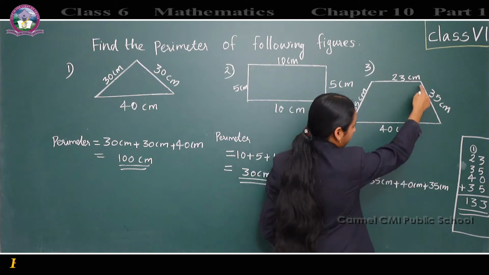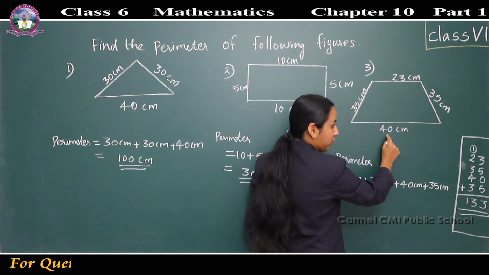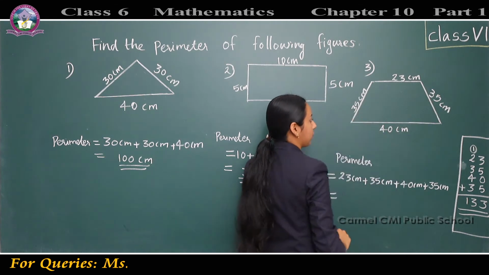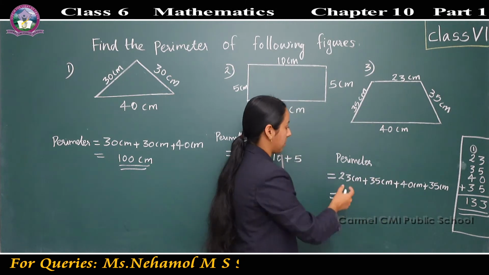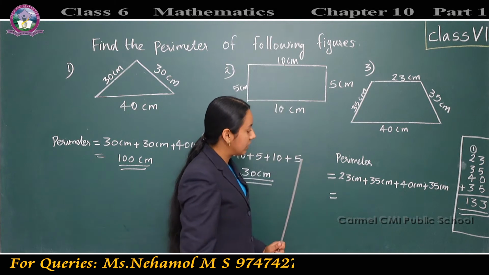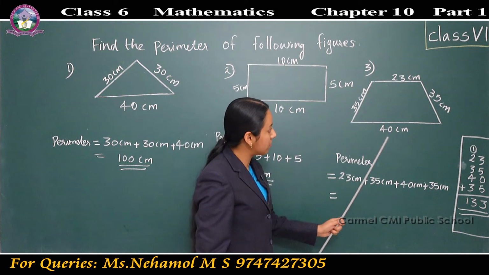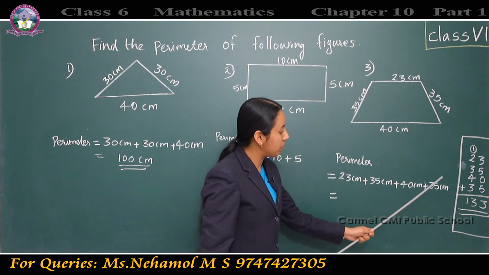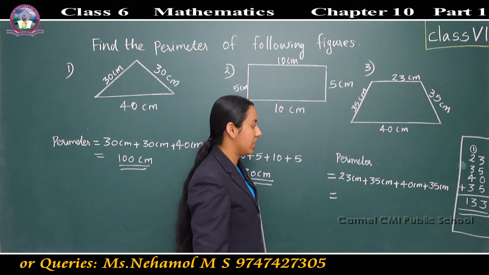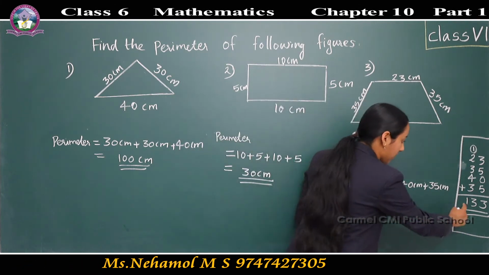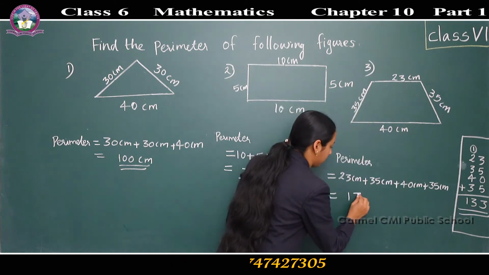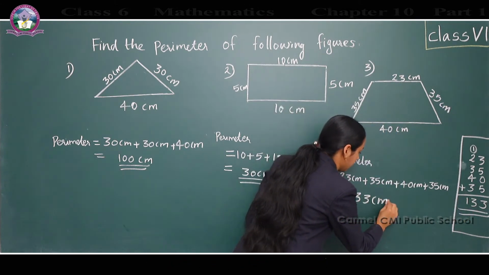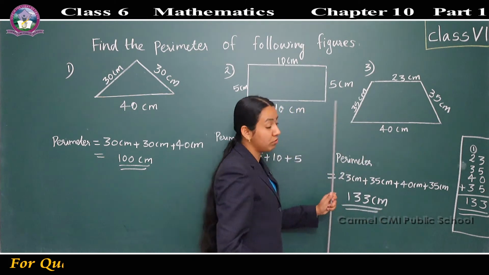Next one, third figure. 23 centimeter, 35 centimeter, 40 centimeter, 35 centimeter. So, sum of all these line segments. Perimeter is equal to 23 centimeter plus 35 centimeter plus 40 centimeter plus 35 centimeter. Adding all these numbers, we get 133 centimeter. 133 centimeter is the perimeter of the given figure.